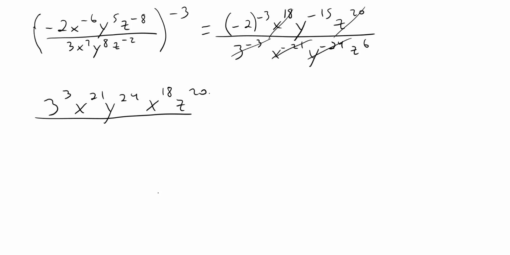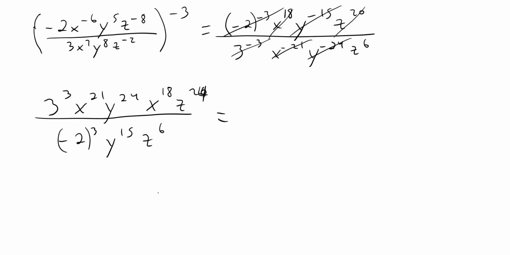Okay? So that's not too bad. And then on the bottom, we got that negative 2 to the negative 3rd, so it's basically negative 2 to the 3rd power. That's gone. Y to the negative 15th becomes y to the 15th. That's gone. And z to the 6th is here. Okay? All right, and this should be z to the 24th. I have 20 there. Okay, very good. All right, so let's keep going here.